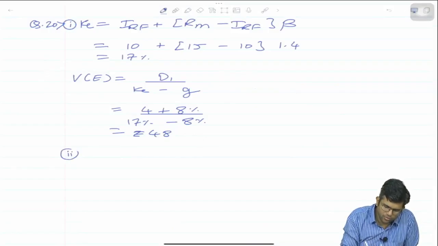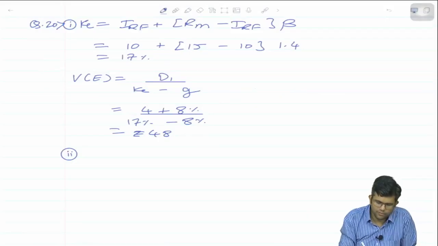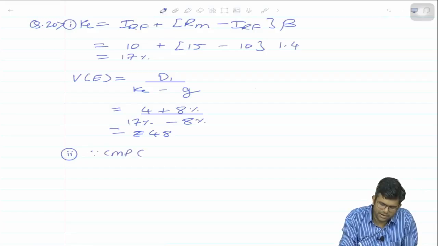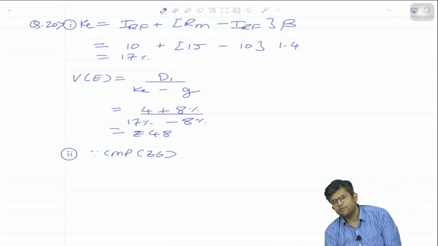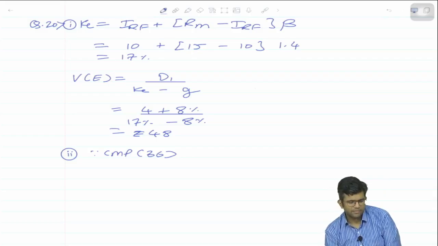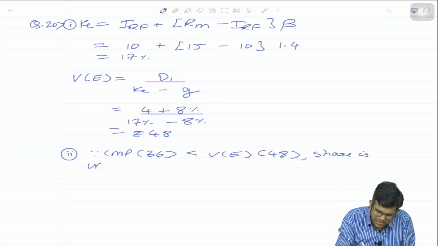Now point number 2. In point number 2 we will say, since current market price is 36, just check. So they are asking you, would you advise purchasing the share? I will say yes, because I am ready to pay a maximum of 48, and it is available for only 36. So since current market price is less than V0, all clear? Simple question. Share is underpriced and should be purchased.